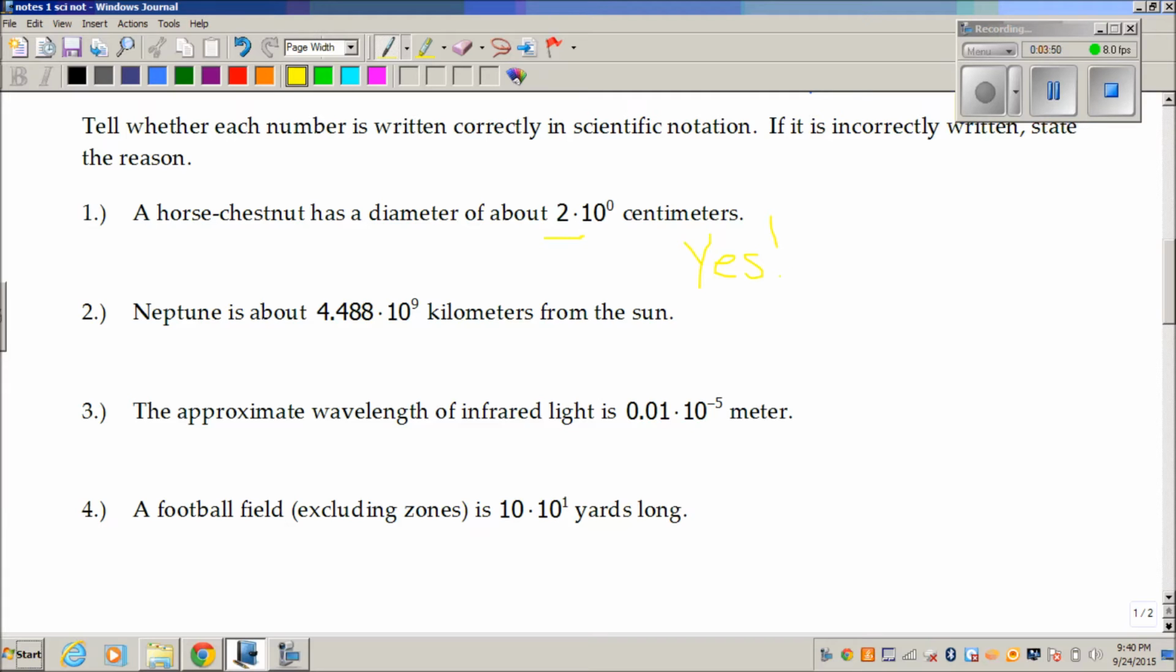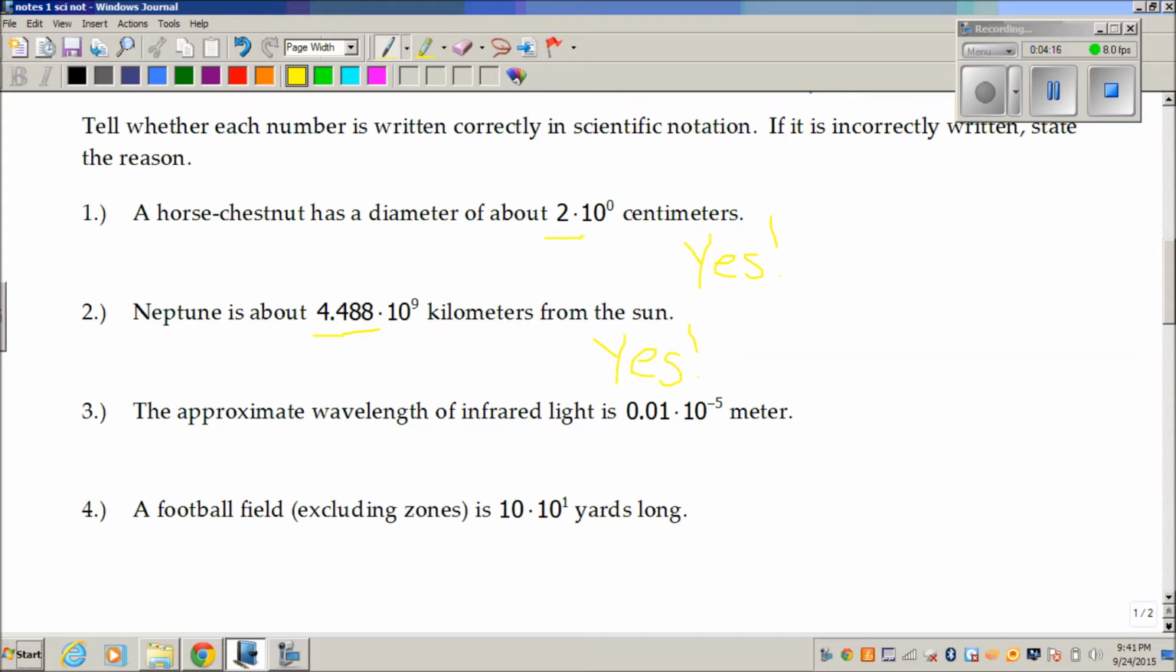Number 2, Neptune is about 4.488 times 10 to the 9th kilometers from the sun. Well, again, first I look at the coefficient, and I think, okay, is this number greater than or equal to 1? Yes. Is it less than 10? Yes. So it's between 1 and 10, that's okay. Times 10 to some power. Good. So this is also in scientific notation, so this is fine.